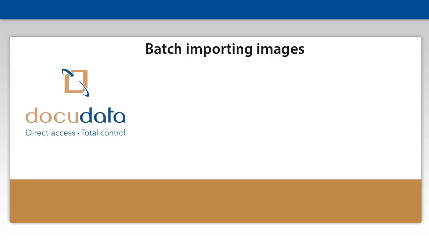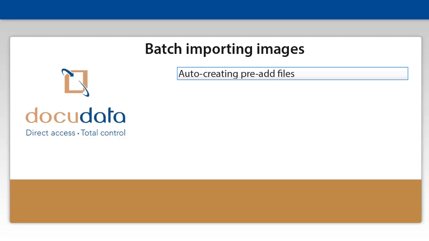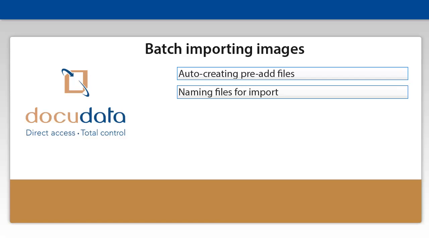Now let's take a look at steps related to batch importing images. Since images in EDC and ActiveWeb are always associated to files, we will start by auto-creating some pre-add files to work with. Images can be imported as a batch if the image name or the name of the folder that the images are contained in are named according to the file barcode. We will take a look at how to do this.